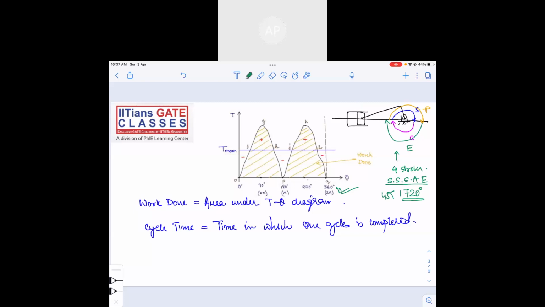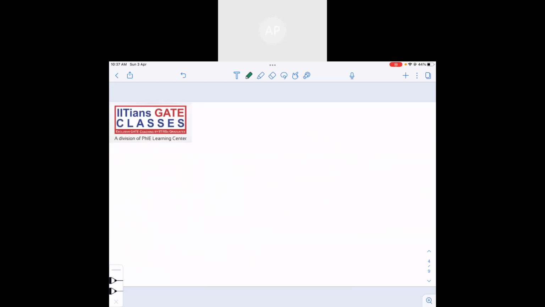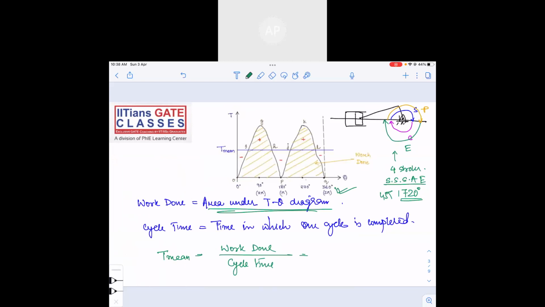So how to find out T mean? What is the mean torque? This is the total work given, right? Mean torque can be written as work done divided by cycle time, and work done is the area under the T theta diagram, right? So now you have T mean. Are you able to follow each and everything?